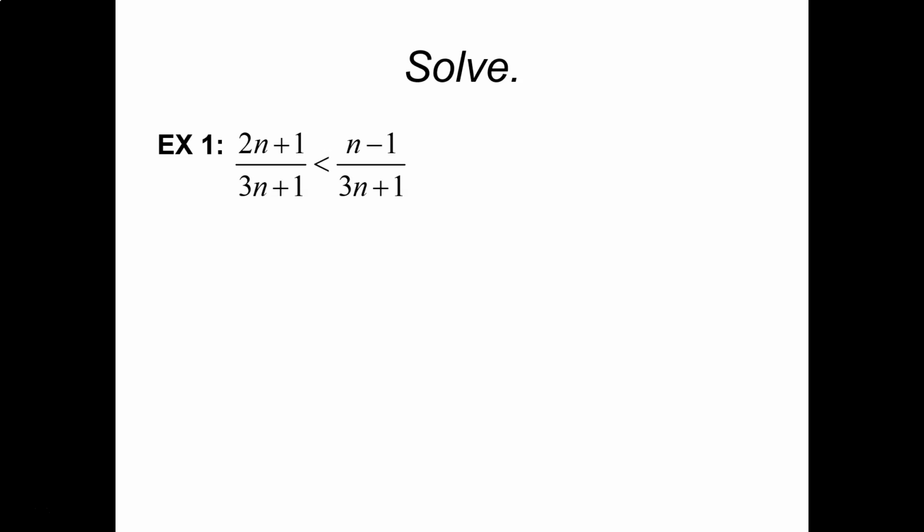All right, so for this problem, I don't have a less than 0 here. I've got all this stuff. So this stuff right here, which is right now positive, I have to move over to the other side, which means I'm going to have to subtract it. So that will look like this: 2n plus 1 over 3n plus 1 minus n minus 1 over 3n plus 1 is less than 0.